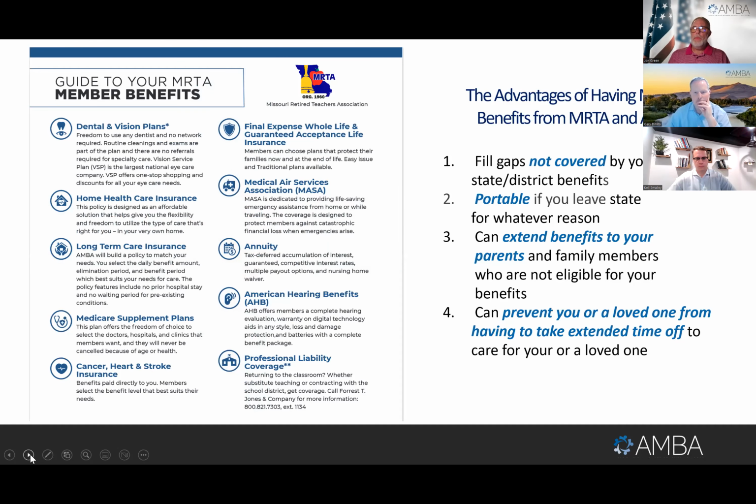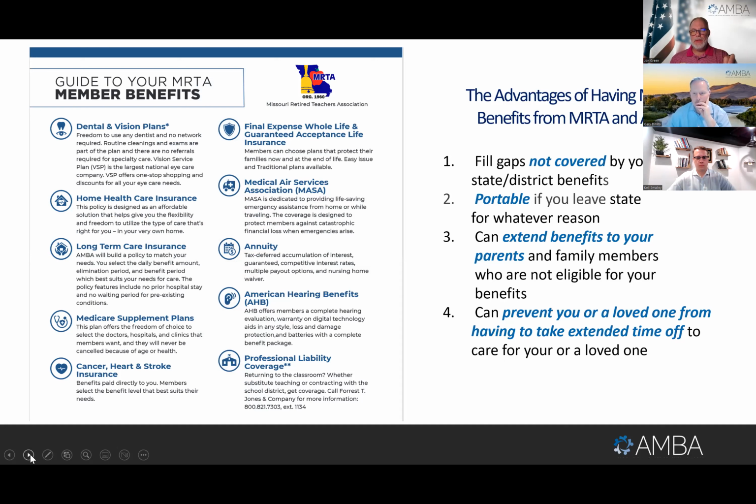Just a quick reminder, at Association Member Benefits Advisors, there are some advantages of being with MRTA. We can help fill those gaps that, whenever you left the schoolhouse, you maybe didn't take those benefits with you, or gaps that you may have in your benefits now. They're portable for whatever reason that you leave the state. We've got several MRTA members that join us from out of state, and you can take these benefits wherever you want to go.